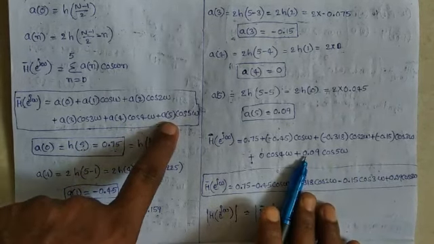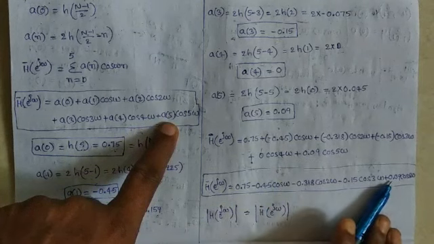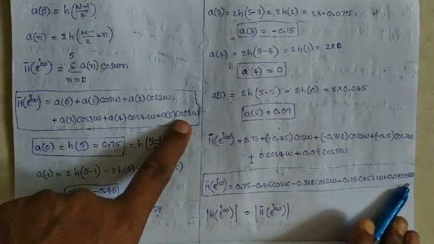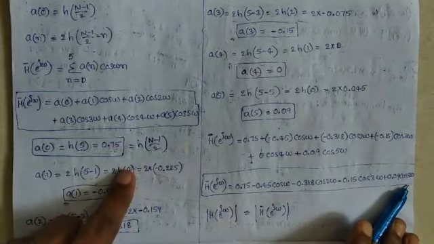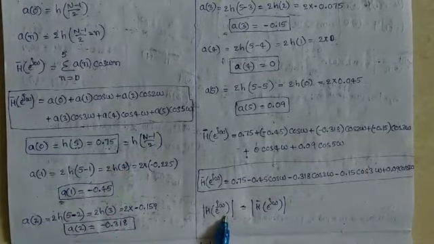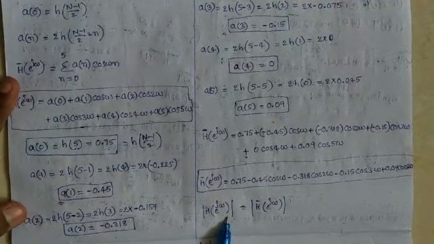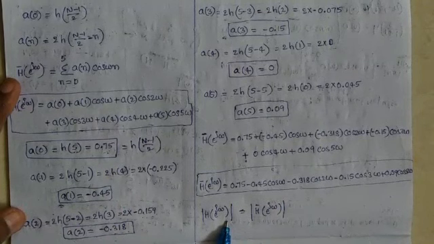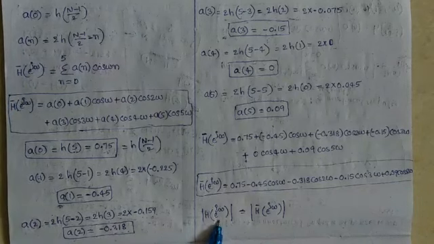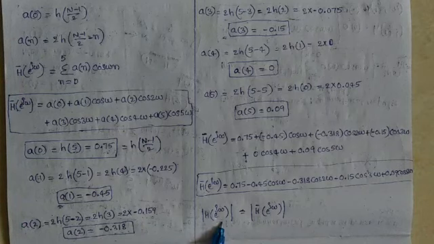Similarly, a of 5 value. A of 5 value is what? 0.09 cos 5 omega. Now we are determining what? We are plotting the magnitude plot. From the frequency response we are determining the magnitude plot, we are drawing the magnitude plot.